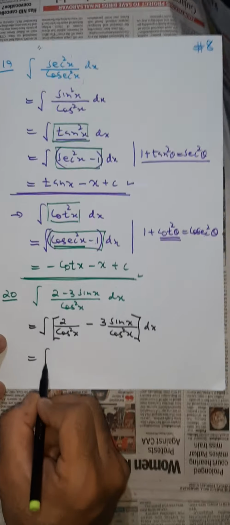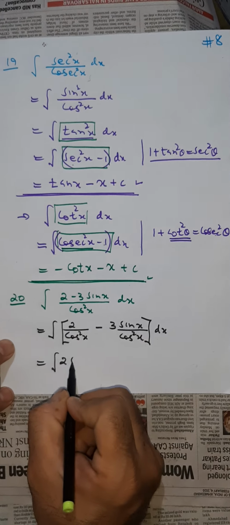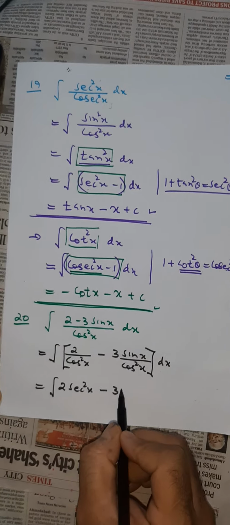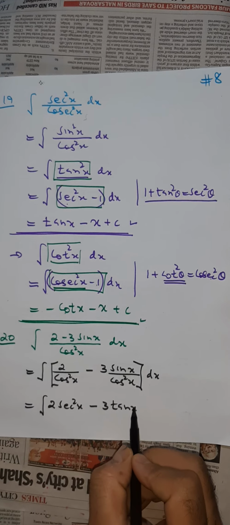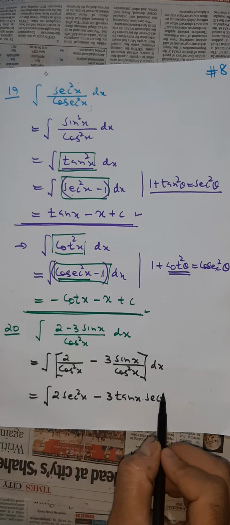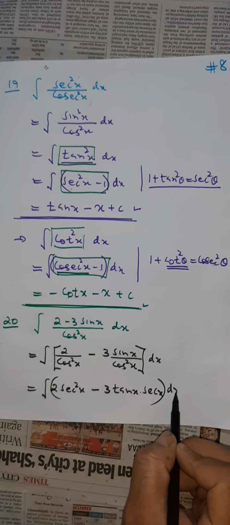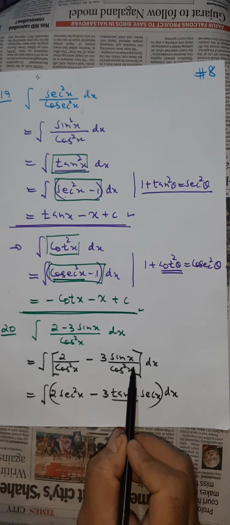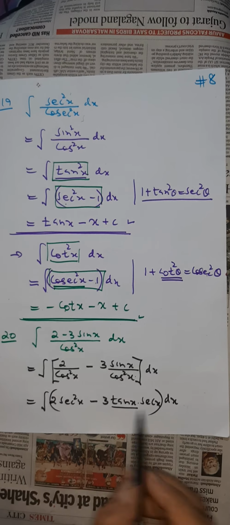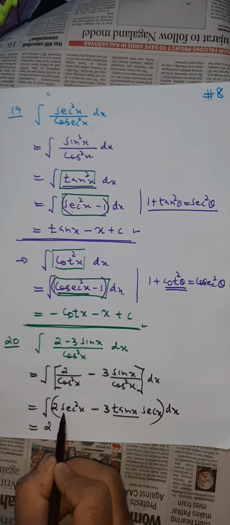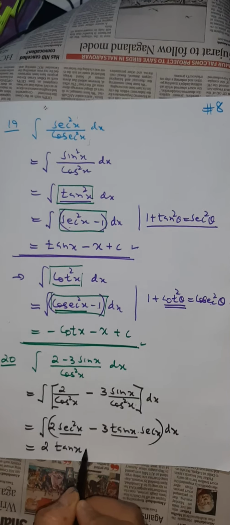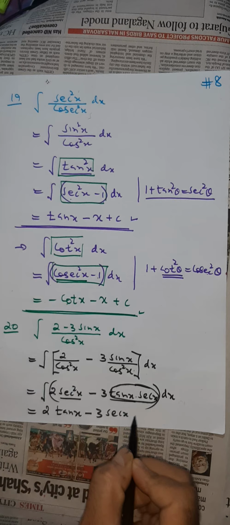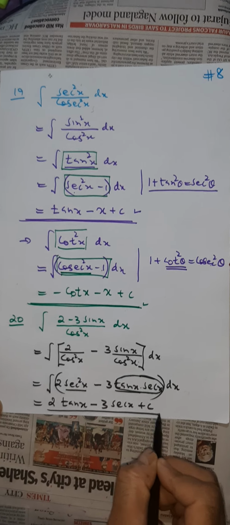So this is equals to here 2 as it is. So 2 sec square minus 3 as it is. Sin by cos, which is tan. One more cos you are left, which is sec x. The whole dx. What I did? Sin by cos, which is tan, and one more cos you are left. 1 upon cos is sec. Now both have standard functions. 2 constant as it is. Integral of sec square is tan x minus, what is integral of sec x into tan x, which is just sec x plus c. So this is your integral.